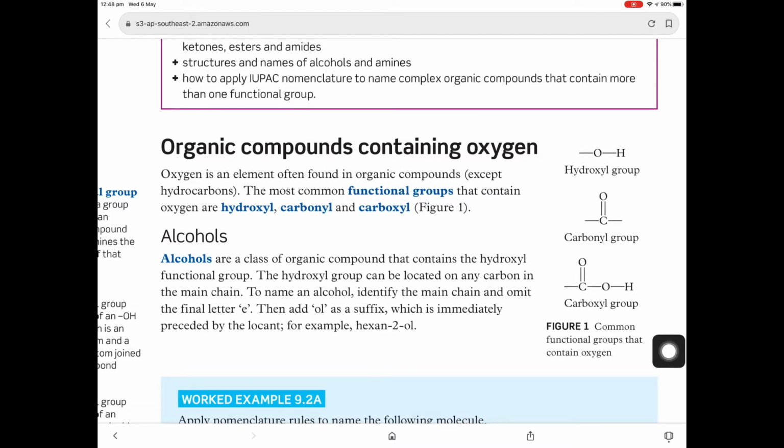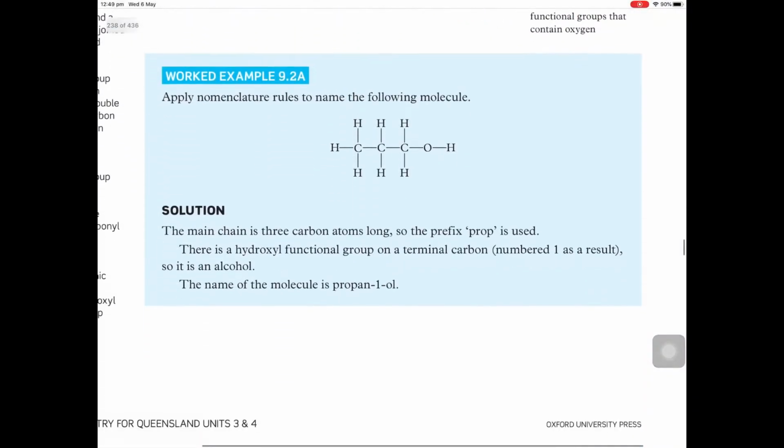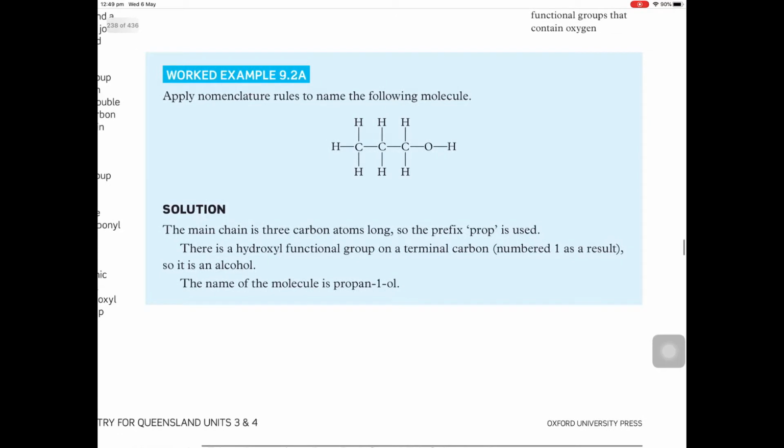Let's try to name one alcohol. Let's name an alcohol that's found in worked example 9.2a. So here we are. This is our alcohol. It's got 1, 2, 3 carbons in the main chain. There's no other carbon there. This is the OH group, the hydroxyl group, and it's attached to what looks to be the third carbon, but because it's the main functional group in this molecule, it's located on the first carbon.